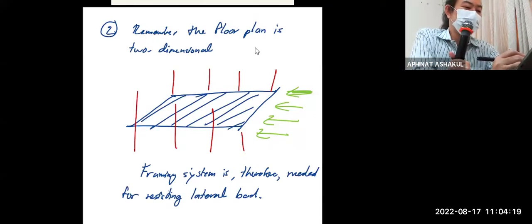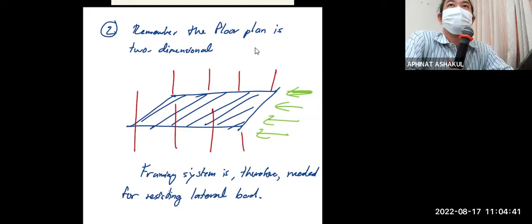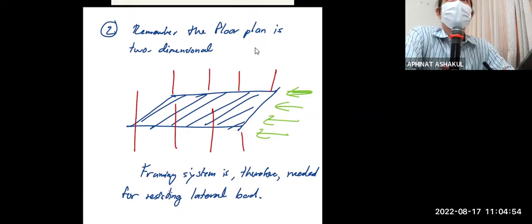Remember the floor. Actually, is that an R or a comma? Remember, the floor plan is two-dimensional. Okay? Framing system is therefore needed for resisting lateral load. So I think we are now pretty ready today to go into our example, okay?